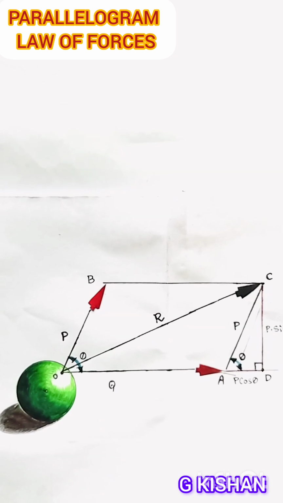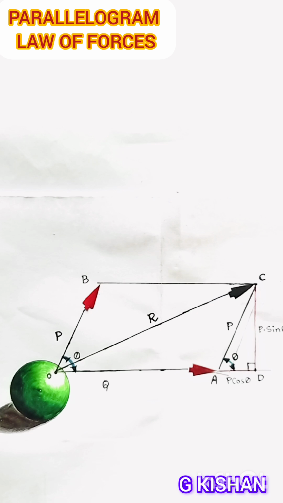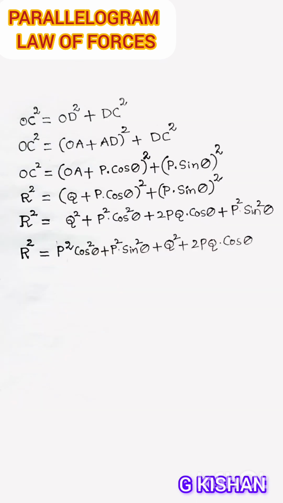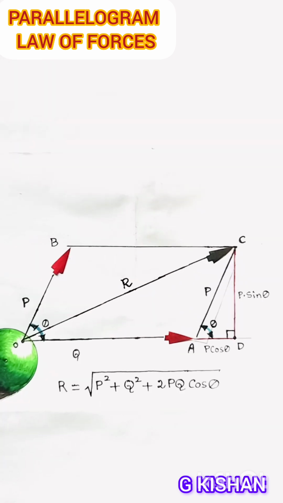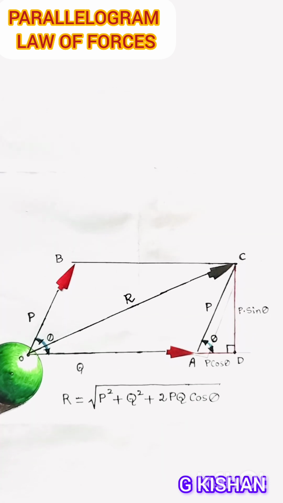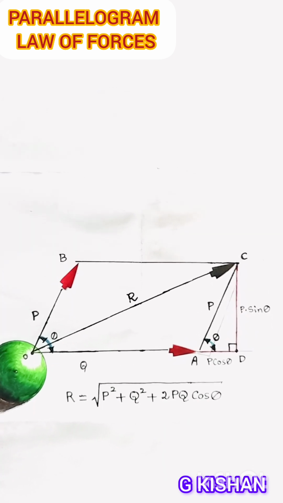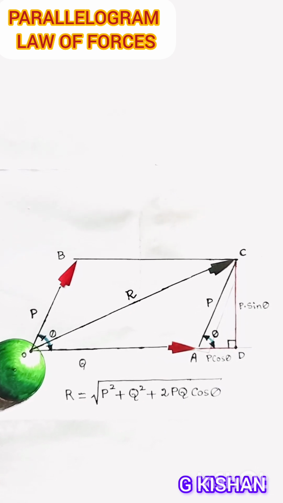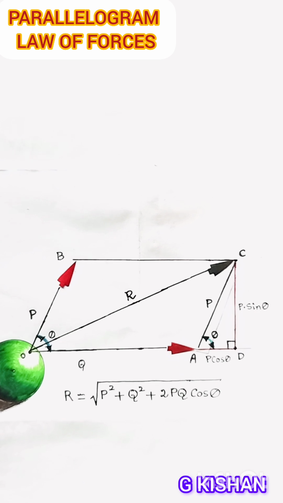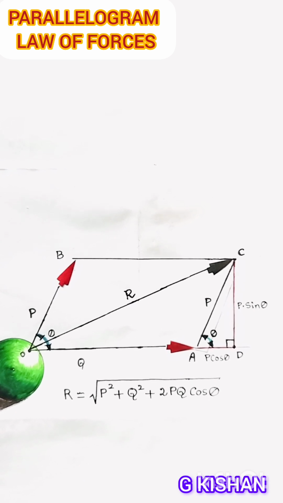From the geometry of the parallelogram, OC indicates the resultant of P and Q forces. OA indicates the Q force. The resultant of these two theta inclined forces P and Q is R equal to square root of P square plus Q square plus 2 into P into Q into cos theta.